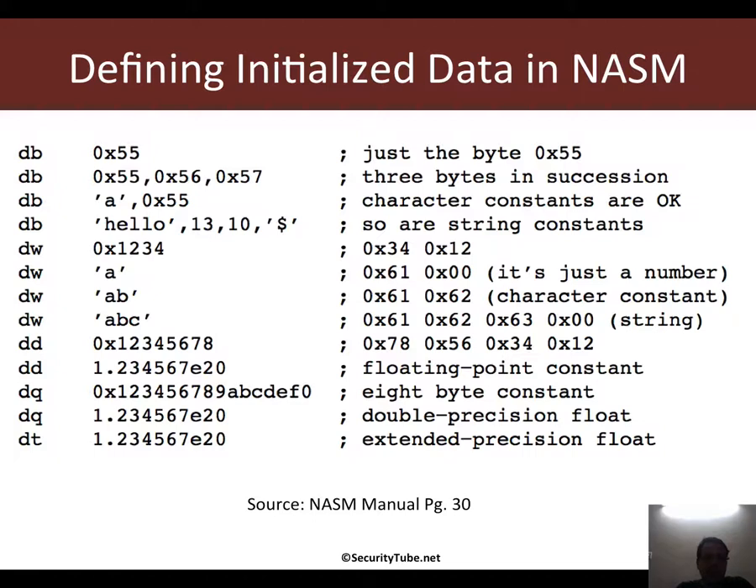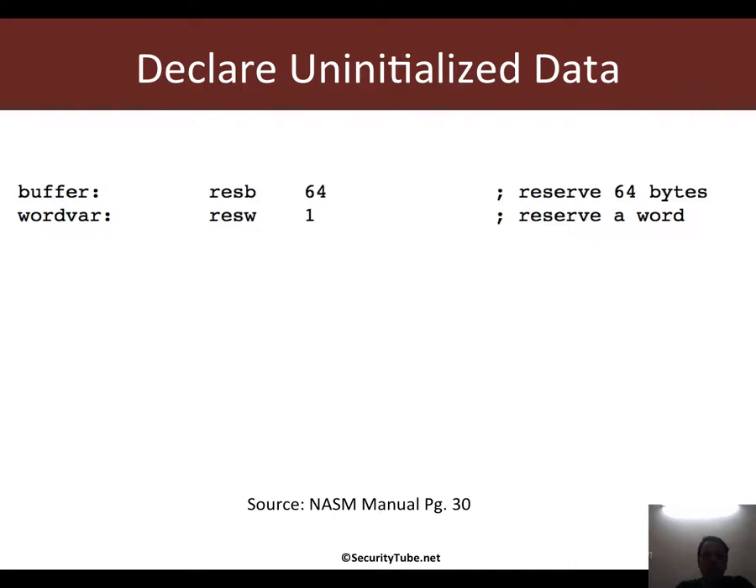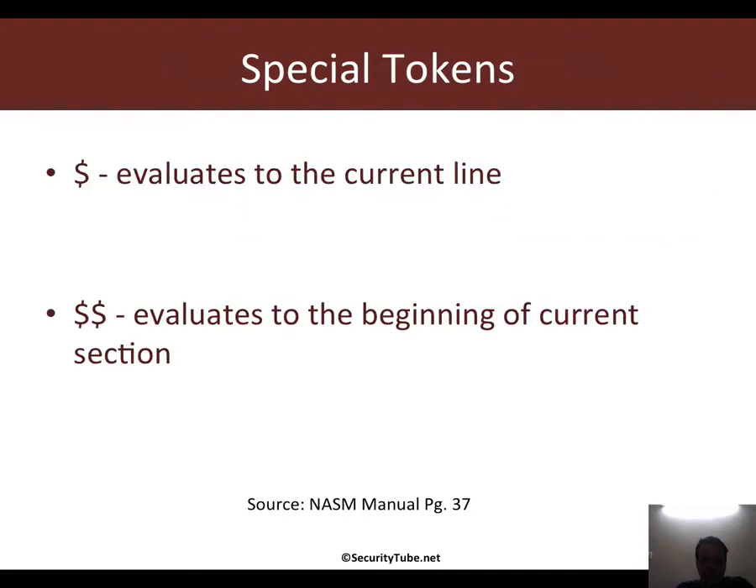Now in NASM, to define initialized data, we have db to define byte, dw, dd, dq, dt, etc., with which you can define various different data types. Now again, reference the NASM manual. I'll take up some examples at the end of this PPT. If you want to declare uninitialized data, then res or reserve byte, reserve word, which is resw, etc., you can use them. And you also have special tokens such as $, which evaluates to the current line, and $$, which evaluates to the beginning of the current section.